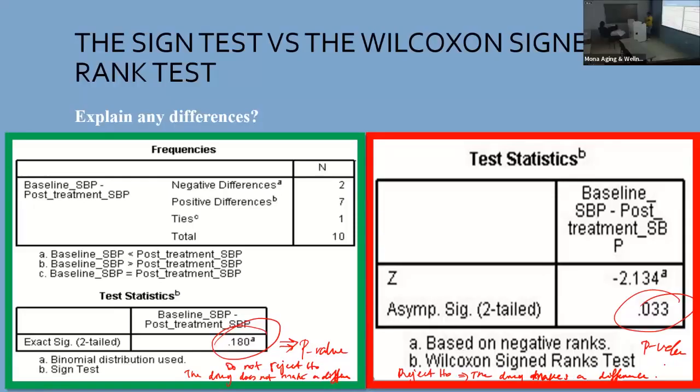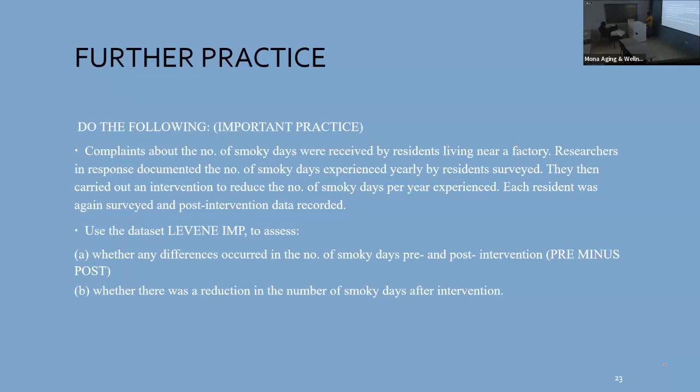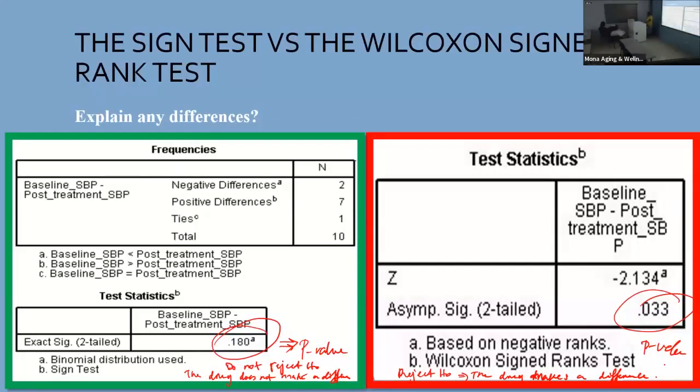So the answer for this is that the Wilcoxon signed rank test took into account the magnitude of the differences to some extent, while the sign test did not. It did not take into account the magnitude of the difference. So that's one thing there. We're going to leave that one right there.